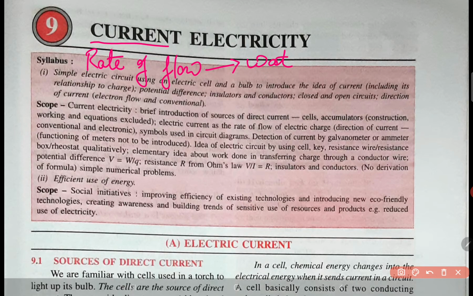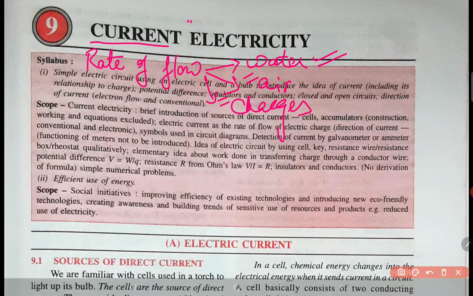So here, this rate of flow can be of water, the rate of flow can be of air, the rate of flow can be of charges, right. The rate of flow can be of anything. Now if it is the rate of flow of water, then it might be known as water current or river current. If it is the flow of air, it might be known as wind current. If it is the flow of charges, then it is known as electric current.